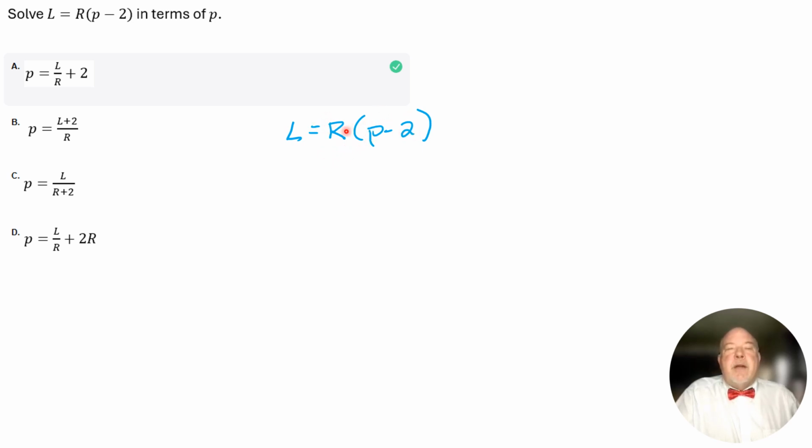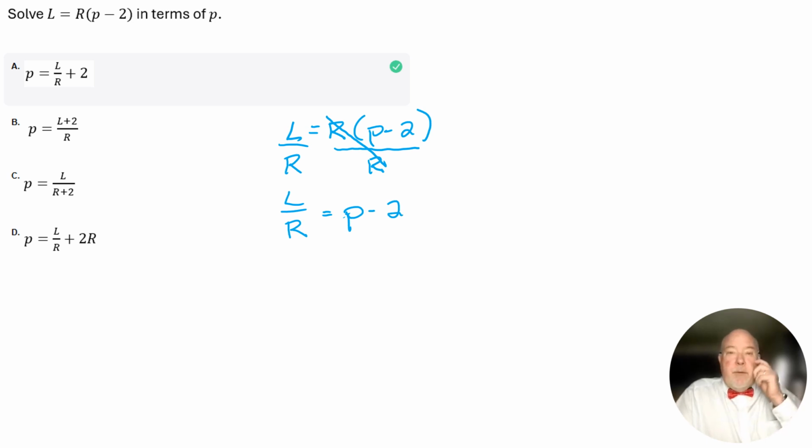So what I'm going to do to get rid of the r is I'm going to divide both sides by r. So let's do that. I'm going to divide both sides of the equation by r. Remember, you can do whatever you want to an equation as long as you do it on both sides. And so that cancels out by r because r over r is just 1. Anything divided by itself is 1. And so now I have L divided by r is equal to p minus 2.